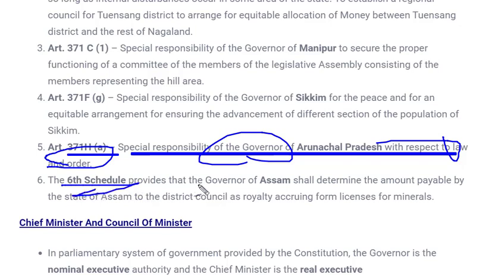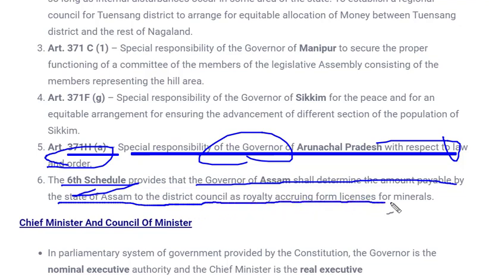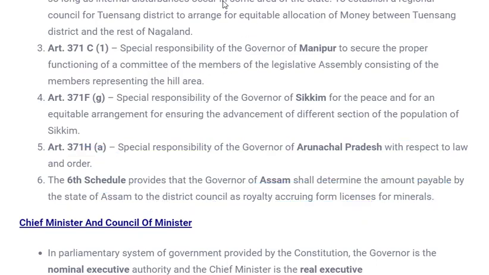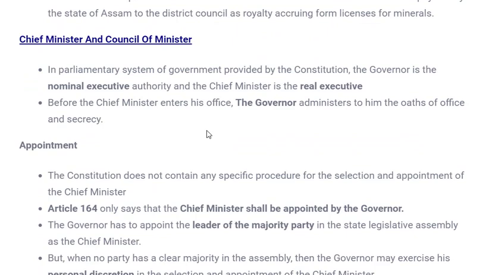And the last special powers are given in the 6th Schedule. It provides that the governor of Assam shall determine the amount payable by the state of Assam to the district council as royalty accruing from licenses of minerals. So lots of minerals are found in Assam, and whatever royalty from licenses is given to the government, the money has to be distributed to these district councils by the governor. So these were the special powers of a governor. So this was all about the governor.